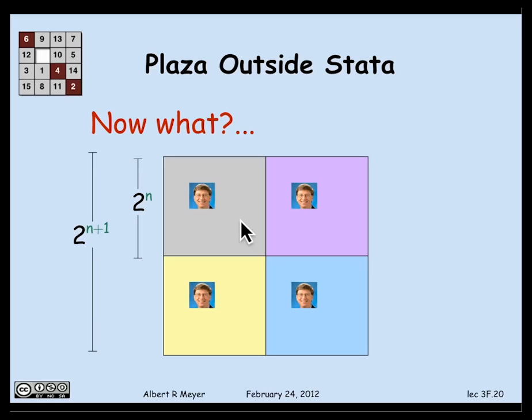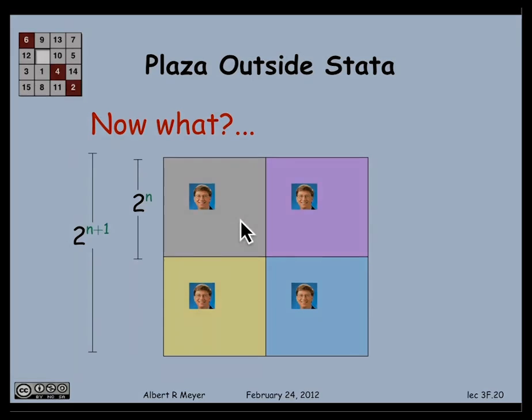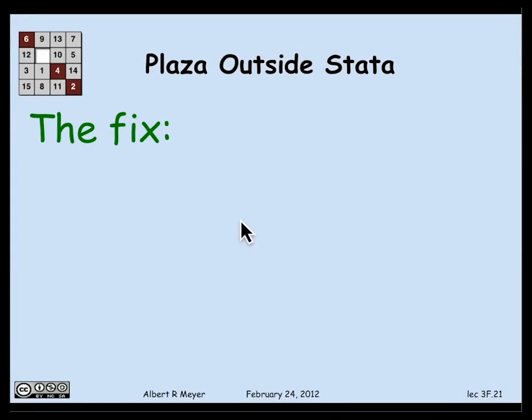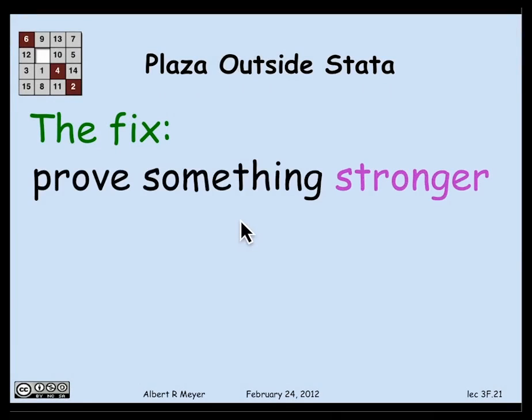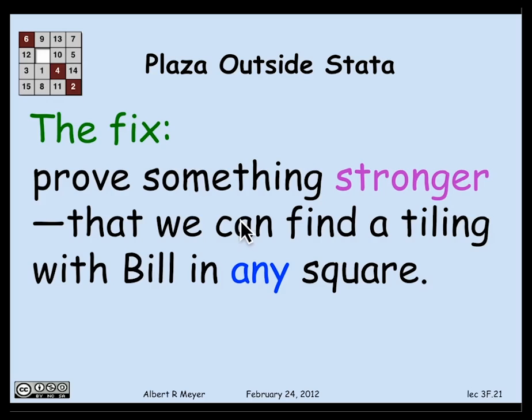The point of this example is to show you the way to get unstuck, which is kind of unexpected. I'm actually going to get unstuck by proving something stronger. I'm going to prove that we can find a tiling using L-shaped tiles with Bill placed in any specified square that you like. Wherever you want to put him, I can tile the rest with L-shaped tiles and leave the specified single square blank for Bill to be inserted, for a statue of Bill to be put there.